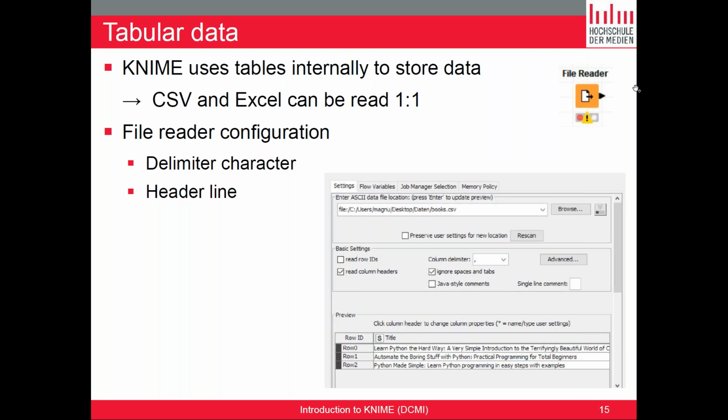All you have to tell KNIME in the configuration of a file reader node is the delimiter character that is used for your data and whether your data contains a header line or not.